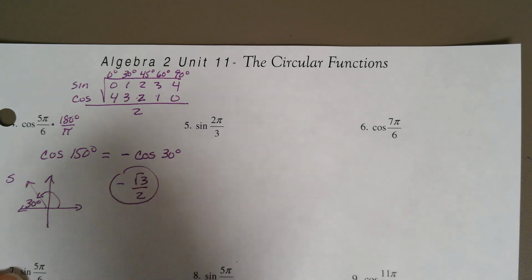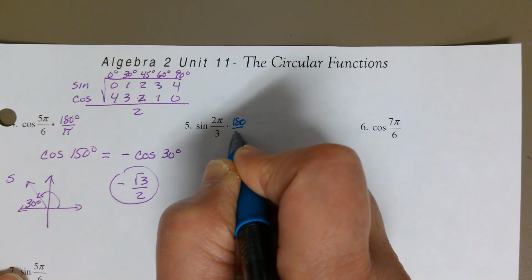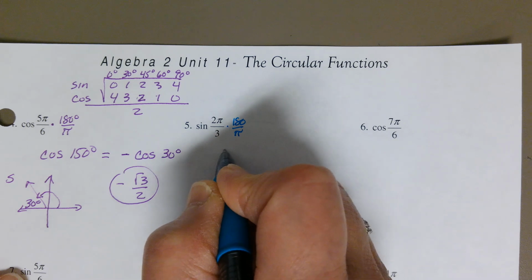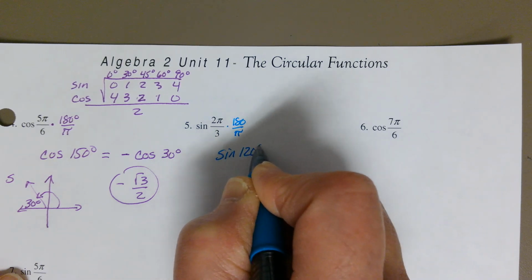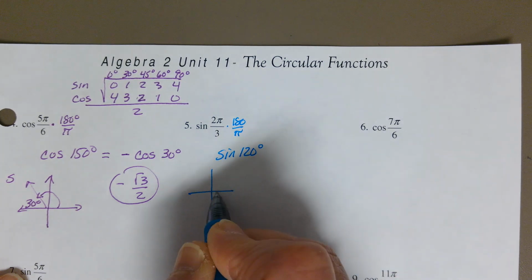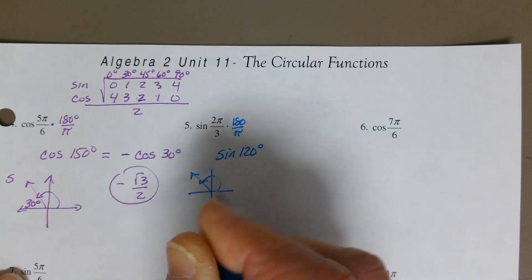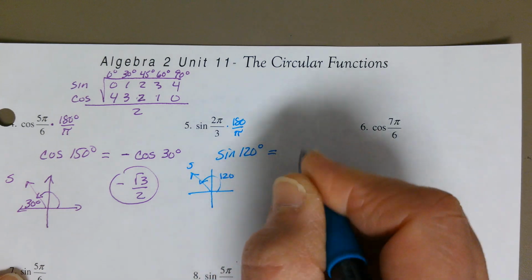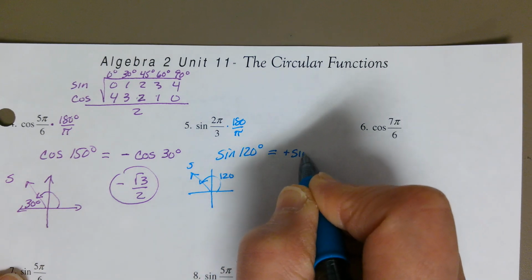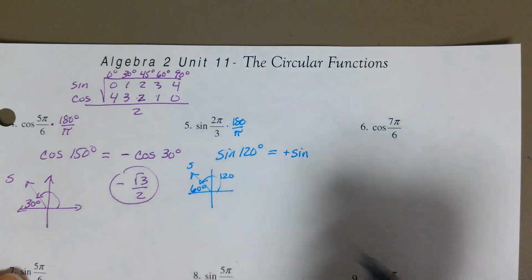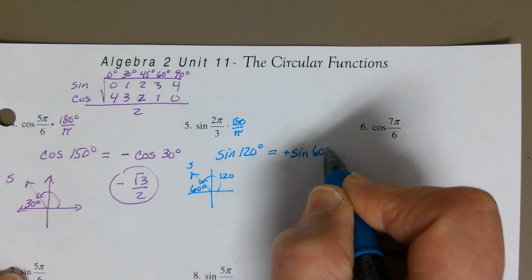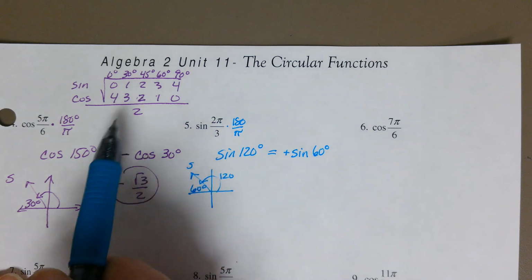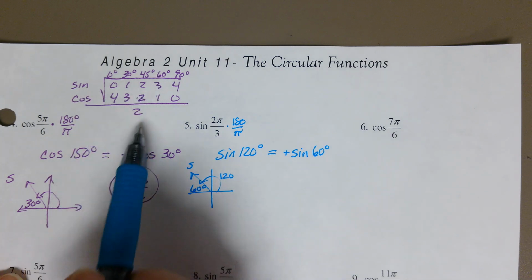The sine of 2 pi over 3, that's 60. So this is going to be equivalent to the sine of 120 degrees. Let's draw an angle. A 120 degree angle would end up in quadrant 2, where sine is positive. So this is equal to positive sine of the reference angle, which is 60 degrees. Trig table, sine of 60, square root of 3 over 2.